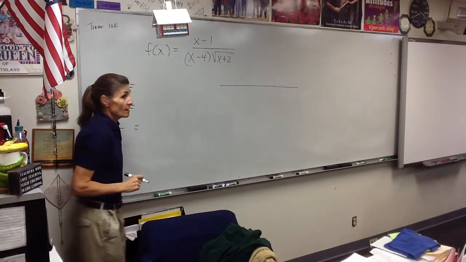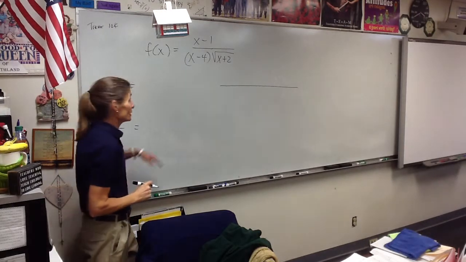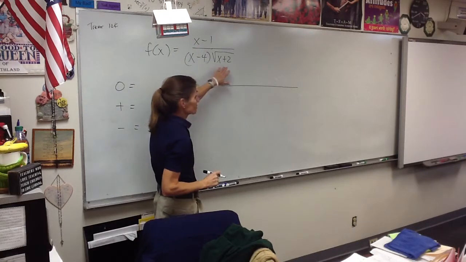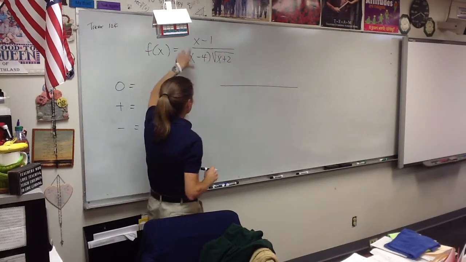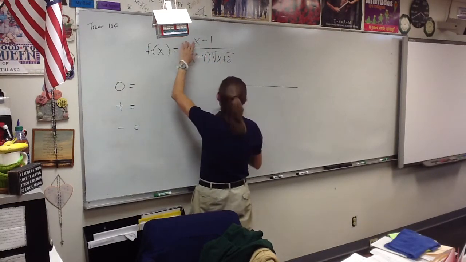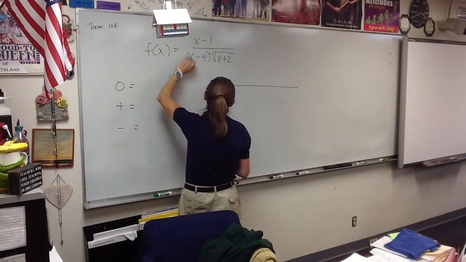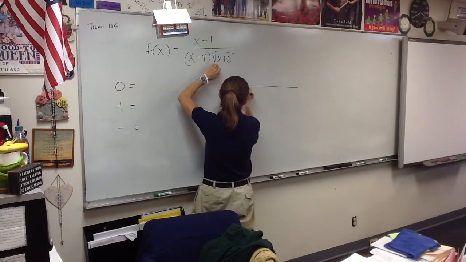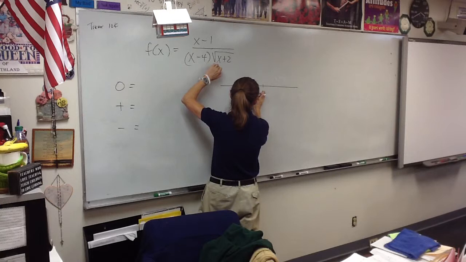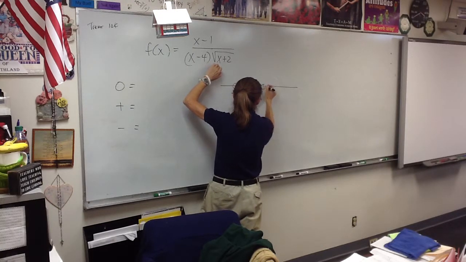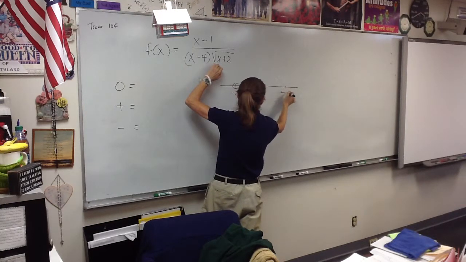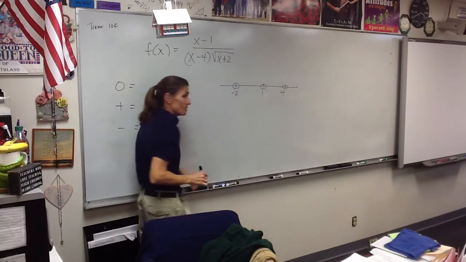And let's start with the dots. I think it's always a good idea to start with the dots. So where are the dots going to be in this problem? You're going to have 3 of them. Where are they going to be? You're going to have a dot at 1, 4, and -2. Everybody okay with that?